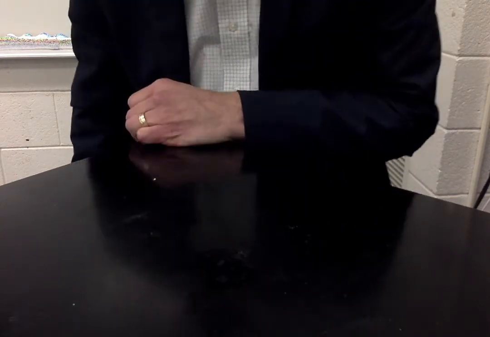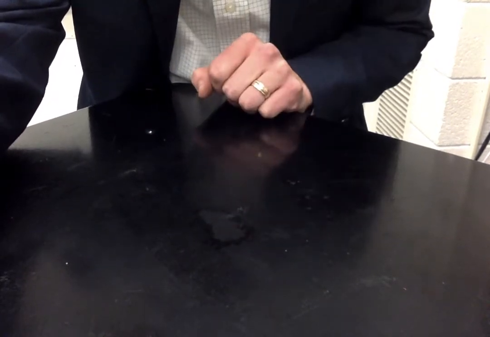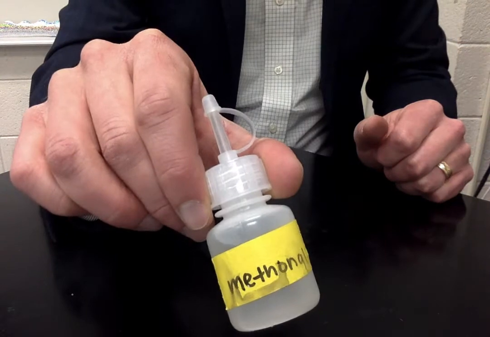And that's it. You can see it lives behind a little bit of residue here. It's evaporating right now, but there's some kind of liquid left over there. That's kind of neat. Let's move on to the next one. Letter B is methanol.